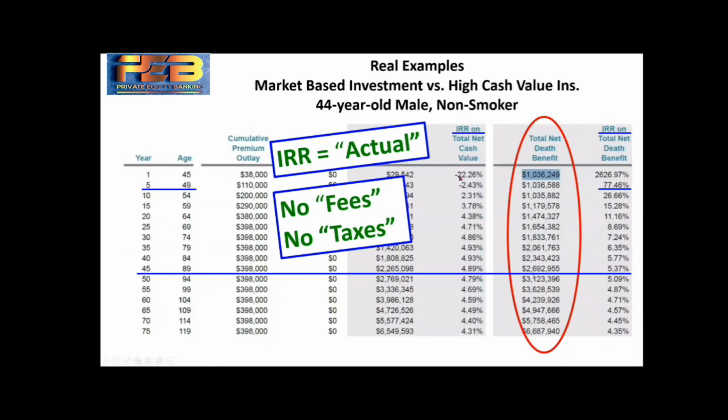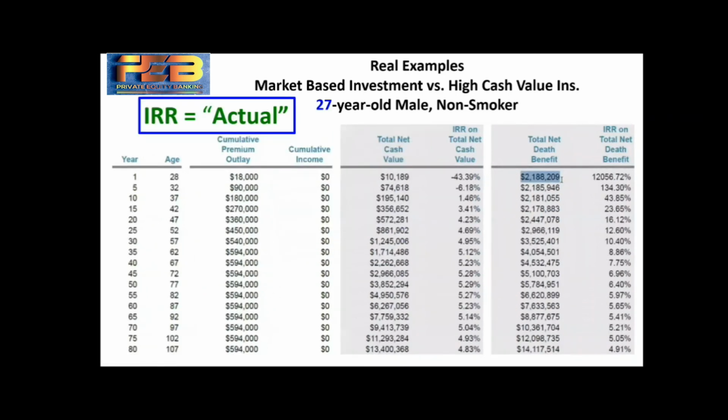Look at this rate of return. If he were to pass away after 5 years, 77% internal rate of return. And I know I don't want to think of death as an IRR, but the reality is if he made it to age 59 and then passed away, that's a 15% internal rate of return.